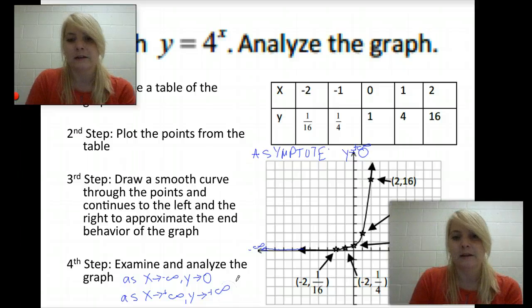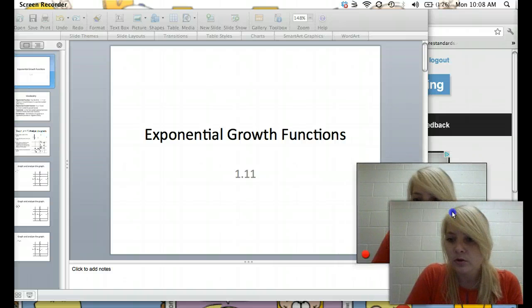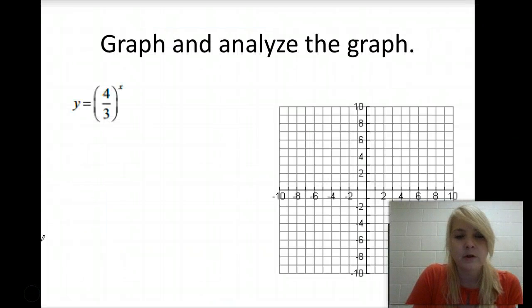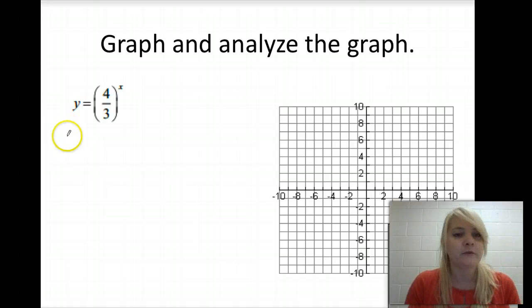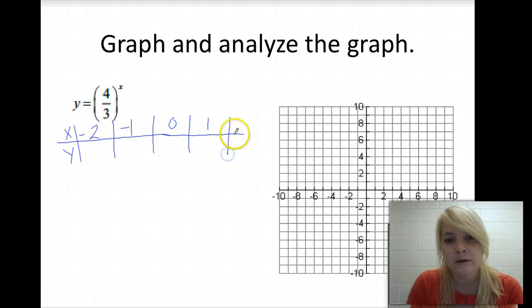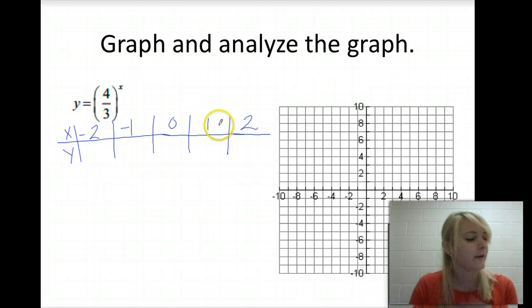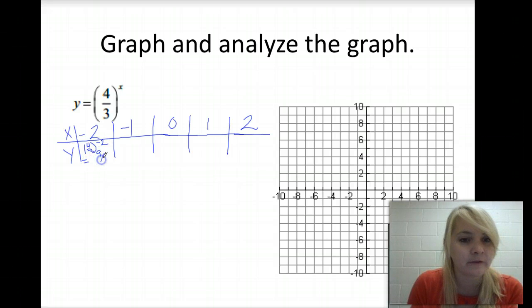All right, let's take a look at the next one. Let's move the picture. All right, so we're going to analyze this graph. With our introduction to exponential functions, we're going to stick with using a table and the values -2, -1, 0, 1, and then 2. So when we substitute a -2 into our function, we get 4/3 to the power of -2, which equals 9/16.